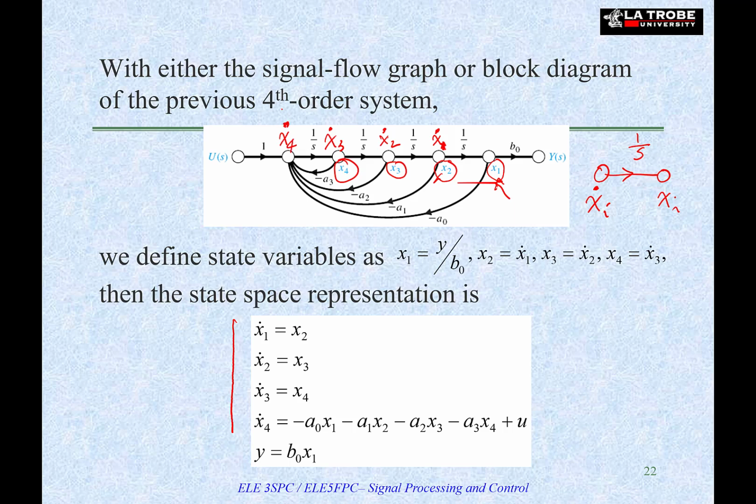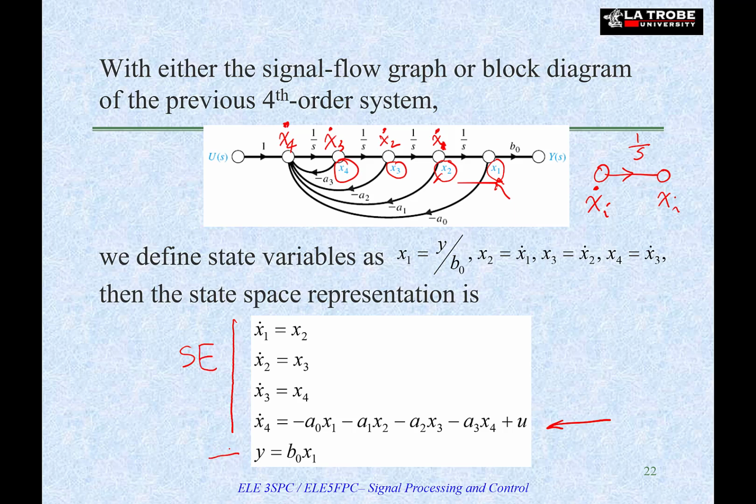And x4 dot should be written in a different way because there's no x dot equals x5. How do we write the equation for x4 dot? We need to count the incoming branches to this node. And we can say from the signal flow graph, there are 5 incoming branches. And that is shown by this equation. All of these equations are the state equation SE.